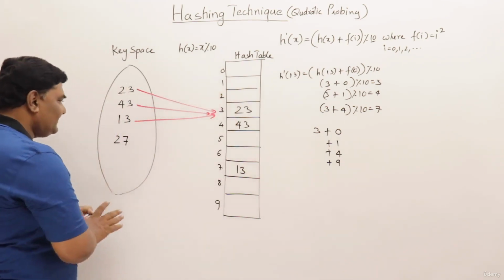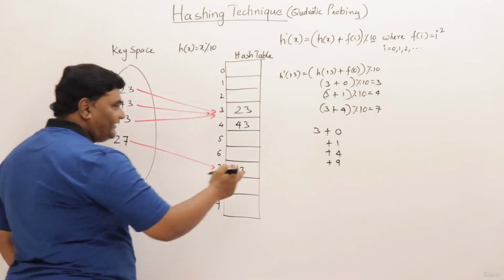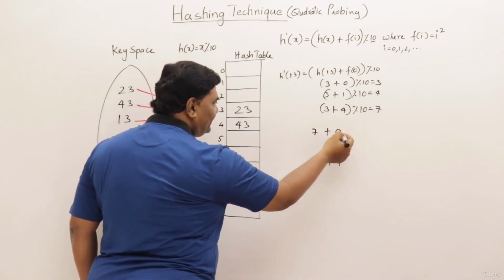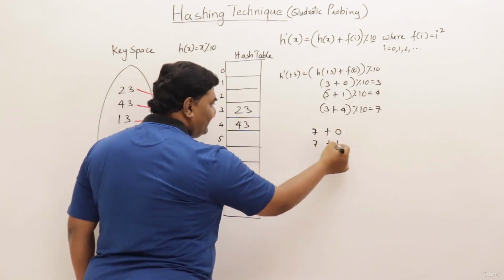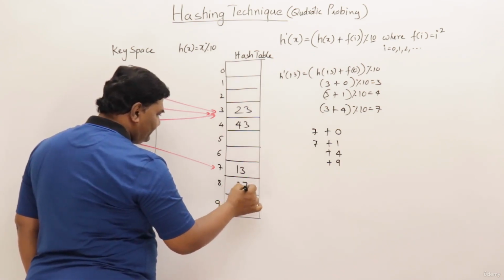Now I have one more last element, 27. This will be mapped here, but there is a collision. So first with a 0 it will be a collision. This will be 7, and plus 0 it is a collision. Then 7 plus 1, 8. It is stored at 8. So 27 is stored at 8.